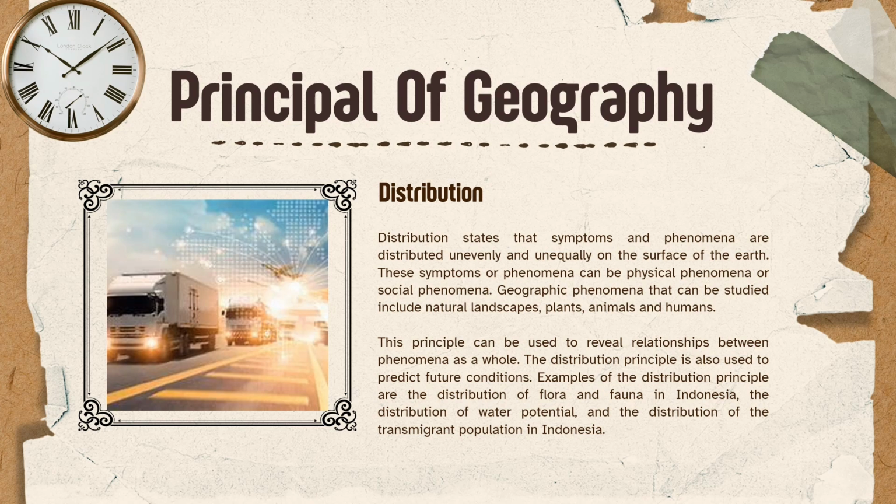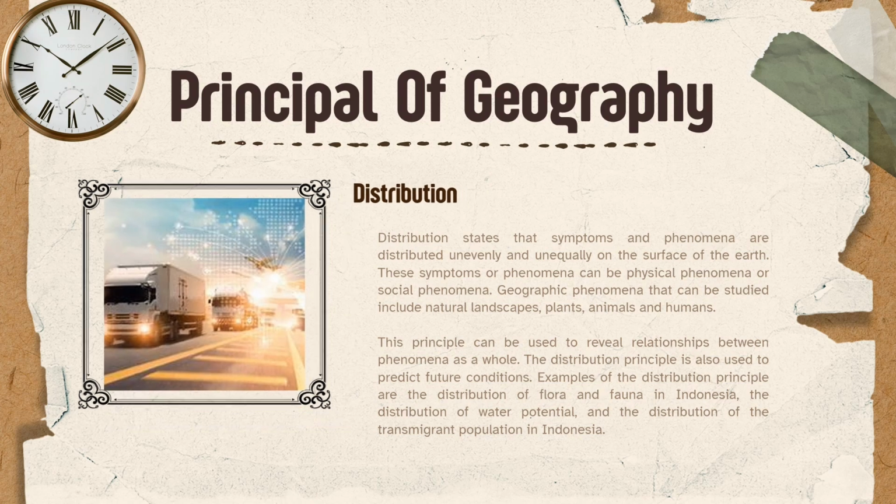This principle can be used to review the relationship between phenomena as a whole. The distribution principle is also used to predict future conditions. Examples of the distribution principle are the distribution of flora and fauna in Indonesia, the distribution of water potential, and the distribution of transmigrant population in Indonesia.